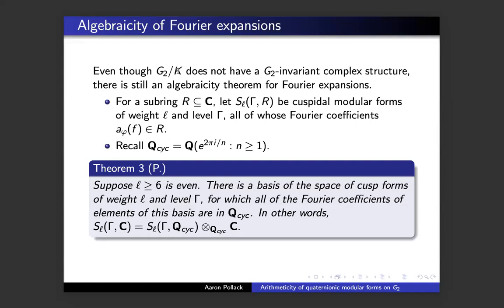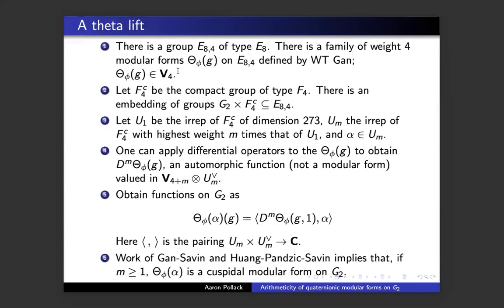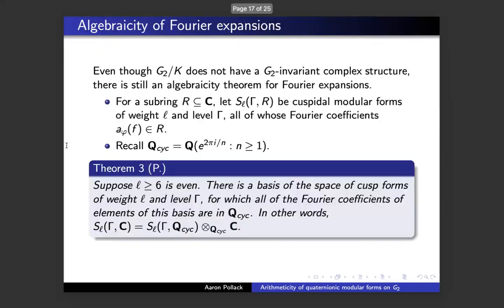Okay, so now I want to discuss the proof of the theorem. How does that go? It starts with a theta lift. The proof of this theorem is to basically find a way to write down all cusp forms of weight L and level gamma in a concrete way, so that one can just inspect the Fourier expansion of these cusp forms and see that they have Fourier coefficients in the cyclotomic extension of Q. So the proof of the theorem is pretty constructive.